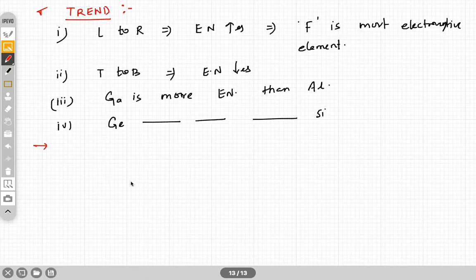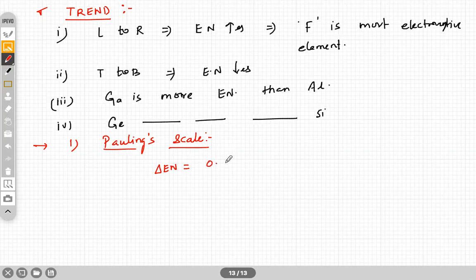You see, we can also calculate electronegativity, but calculation-based questions they won't ask you. But since it is given in the syllabus, we'll just see the formula. Hardly you will get a question on this. So calculation of electronegativity, the first one we have, we call it Pauling's scale. For this one, the difference in electronegativity between the two atoms A and B is 0.208 root over delta AB.